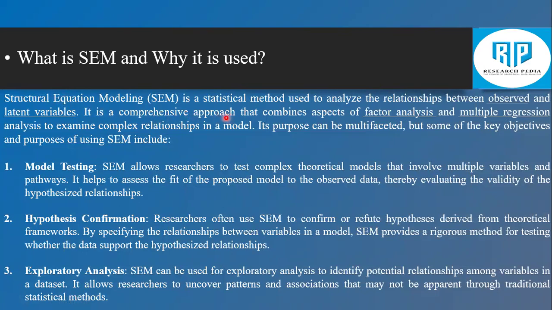So it is a comprehensive approach that combines aspects of factor analysis and multiple regression. So whenever you are going to combine the multiple regression along with the factor analysis, you are basically going to use the structural equation modeling. That is why it is also known as confirmatory factor analysis, because in case of confirmatory factor analysis, you basically use the factor analysis procedure along with the multiple regression analysis. So it is basically used in case of complex relationships. When you have a lot of factors, you have a lot of latent variables, you are going to use SEM.